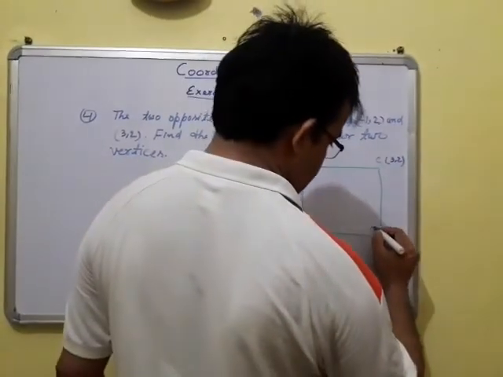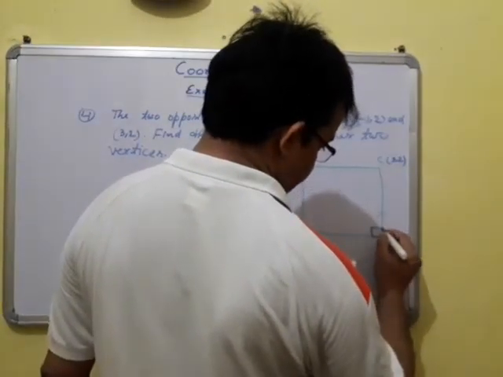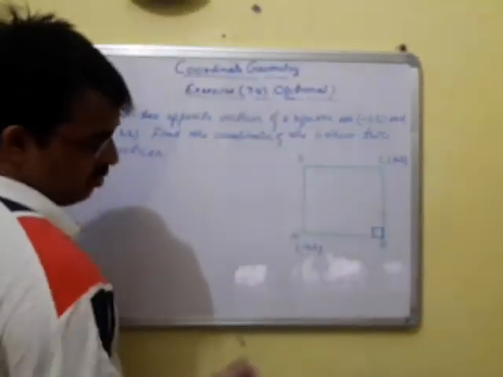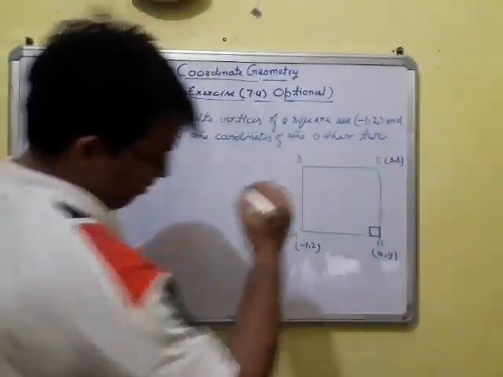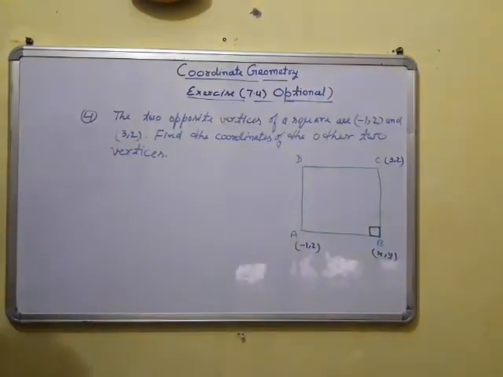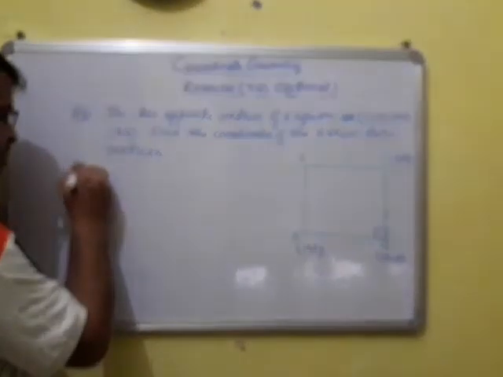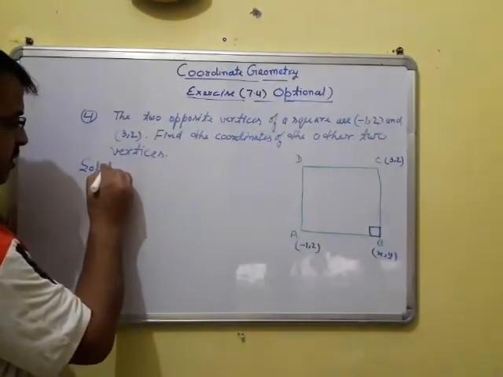And you know that all angles of a square are 90 degrees. So let B's coordinates be x and y. B के हम coordinates को क्या मान लेते हैं? x, y मान लेते हैं. So look at the solution of this question.